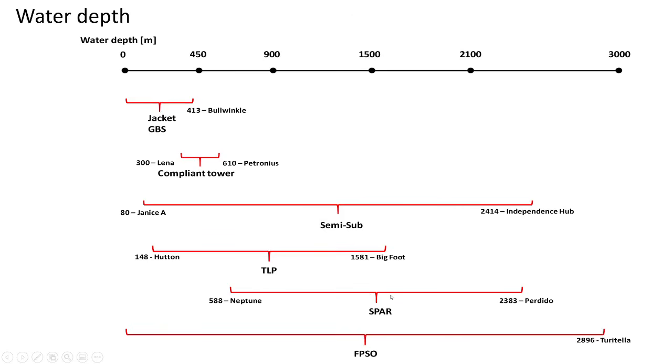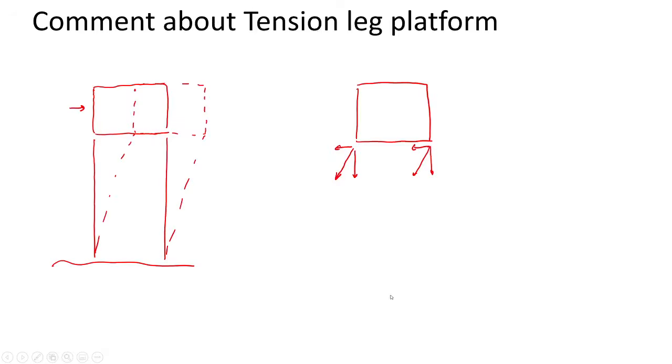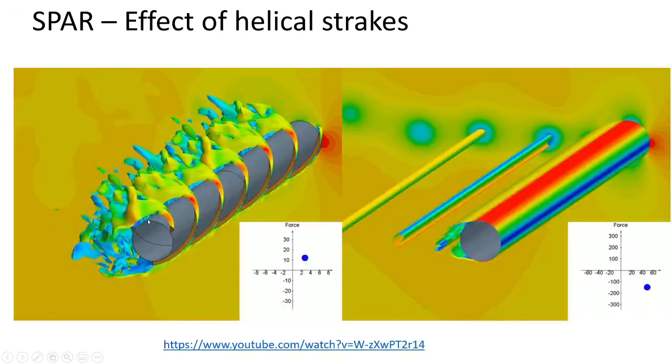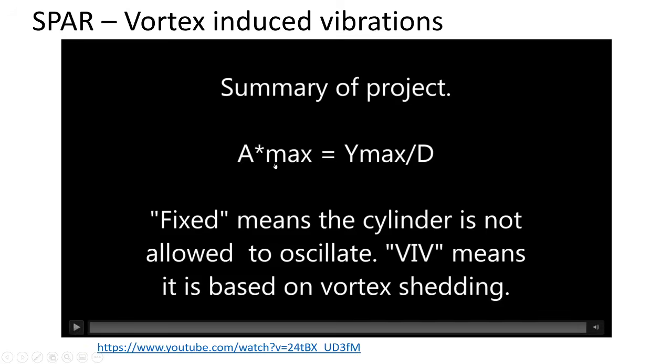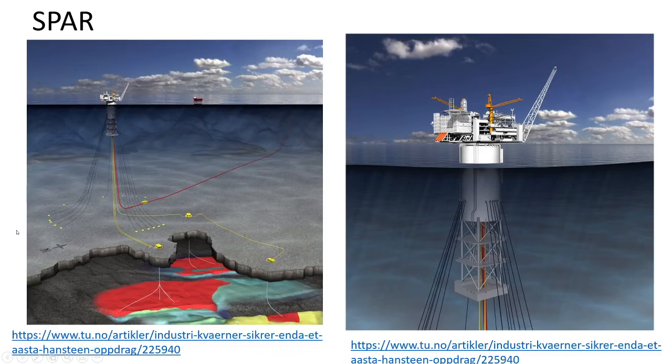I should say something here that I forgot to mention about the spar. That is that the spar has a considerable part of the hull submerged. So you see, you have some part coming out, but you have a considerable part submerged. So this makes it more stable. So that's why it's sometimes chosen, because it's actually stable.